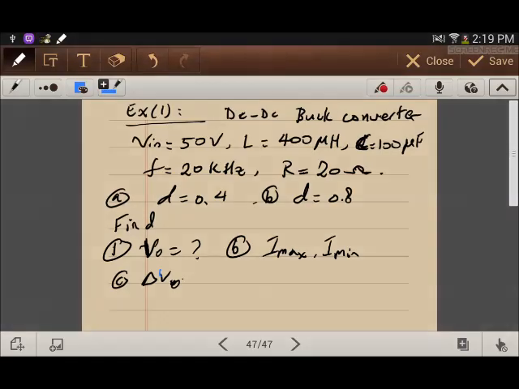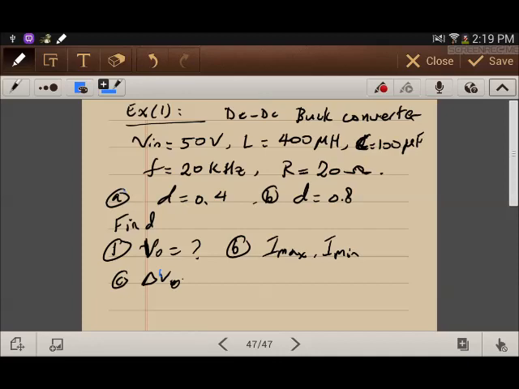Everyone, this lecture is on examples in DC to DC buck converter. This is the first example. We have 50 volt input voltage. We have the inductance 400 microhenry. The capacitance is 100 microfarad. The switching frequency is 20 kilohertz. The resistor is 20 ohms.